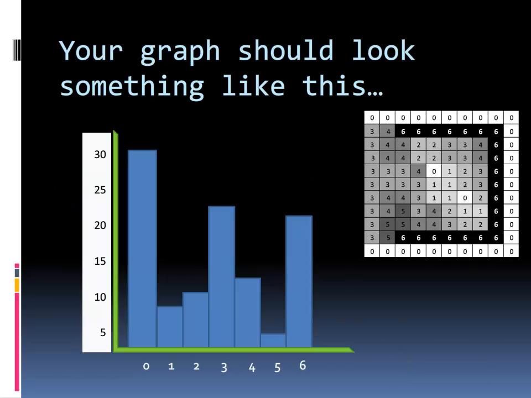Your graph should appear something like this. The x-axis represents the value of intensity or level of gray, and the y-axis was the number of pixels that had the value. Hopefully yours appeared similar. If you have any questions about this, please see an instructor to make sure that you understand this concept.